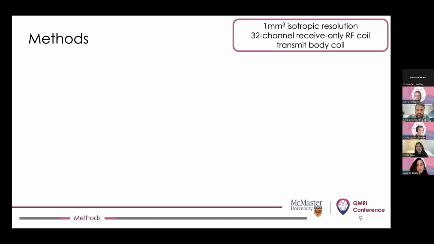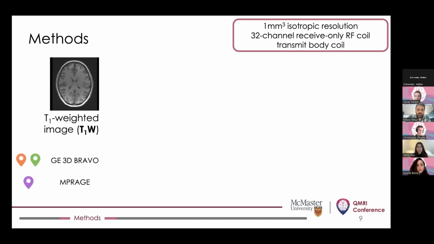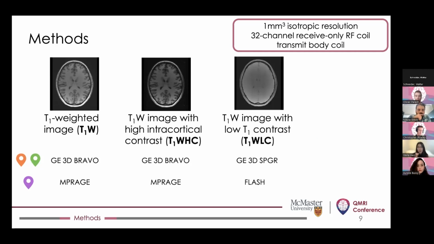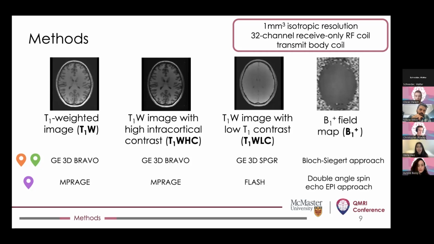So for each scan using GE and Siemens specific sequences, we acquired a T1 weighted anatomical image and a T1 weighted image with high intracortical contrast using an inversion recovery preparation pulse and an optimized inversion time. And we also collected a T1 weighted image with low T1 contrast using a 3D gradient echo sequence with no inversion preparation. Lastly, we also acquired radio frequency transmit field maps, and all of these images for each scan were processed and linearly registered to the anatomical T1 weighted image using FSL and FreeSurfer.